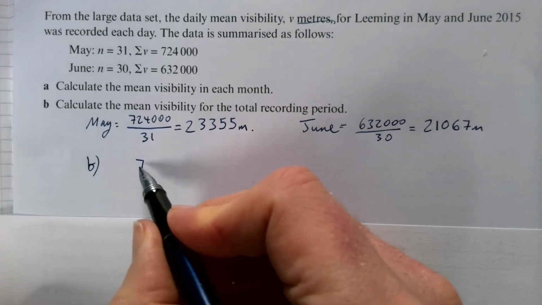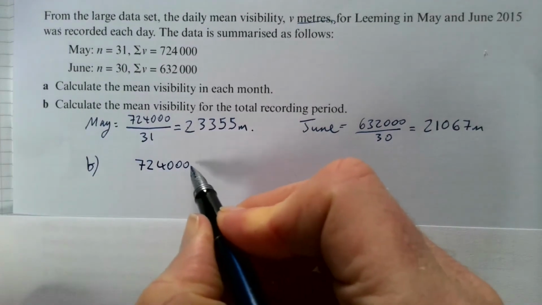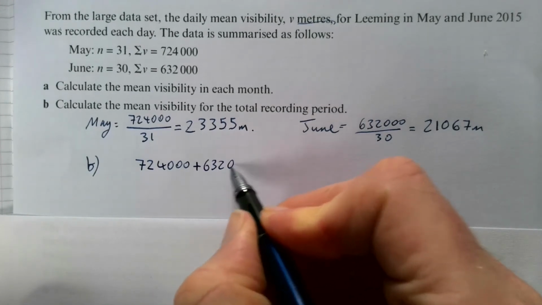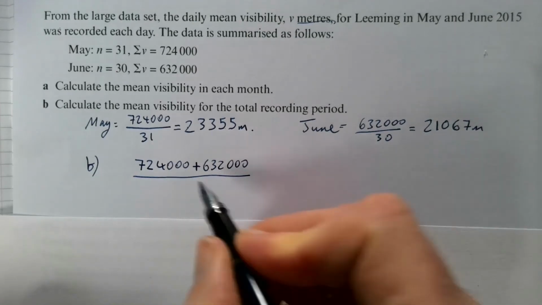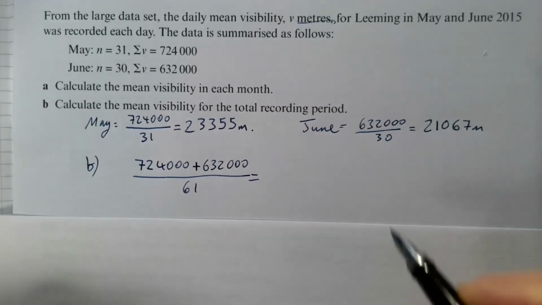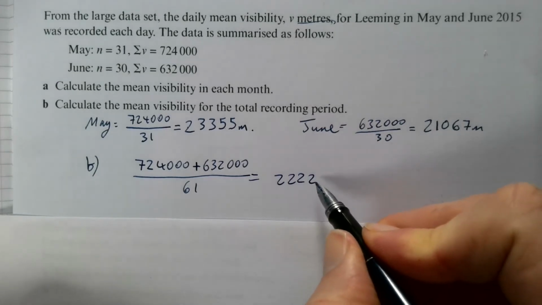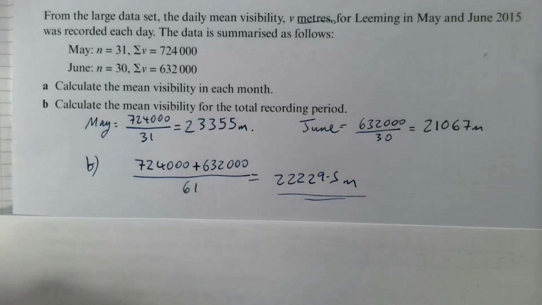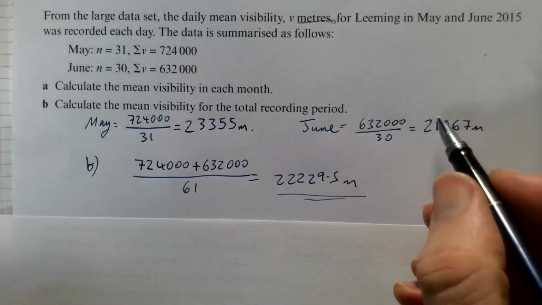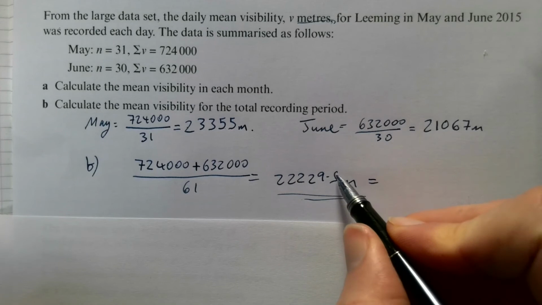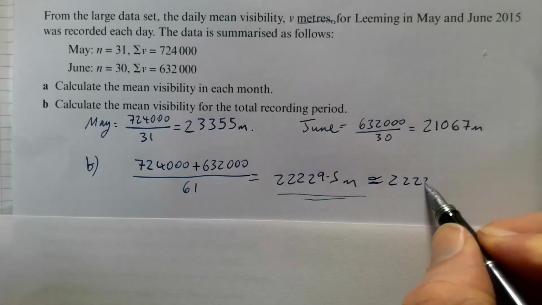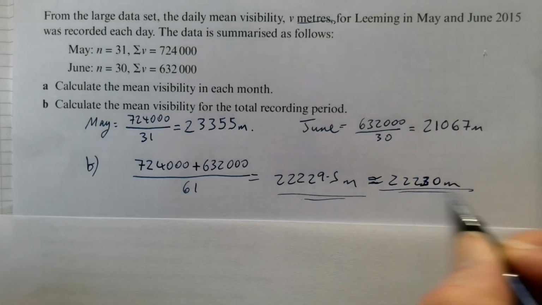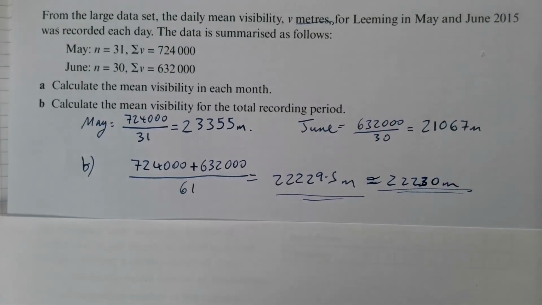And then finally for both of them, for part B, you need to be having the total amount seen, the total visibility altogether, which is 724,000 plus 632,000. Put that all over 31 plus 30, which is 61, and that should have given you 22,229.5 meters. And I guess if we're being consistent with what we've done there, we should really be saying 22,230, shouldn't we? Round it up to the nearest whole number. Although if it hasn't said, strictly speaking, it should have all been done to 3 significant figures. But as long as you say what you've left it to, that's what's important, and you've shown your working.